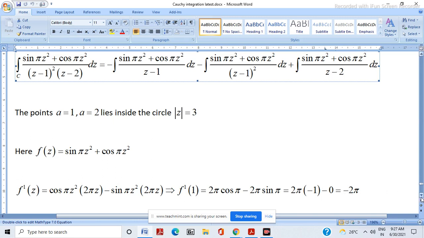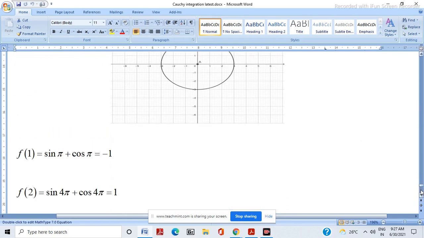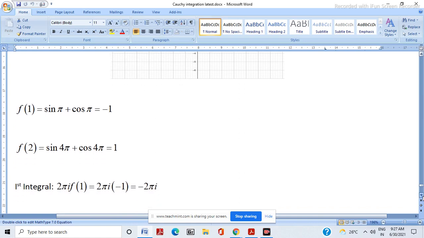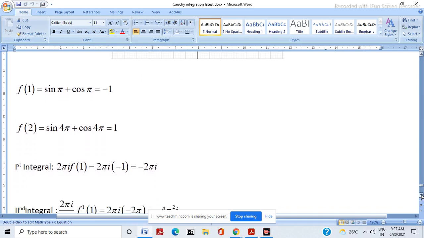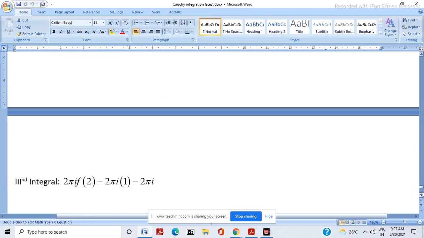Now we got all the values and substitute in that second integral formula. What is the second integral formula? 2 pi i by 1 factorial into f dash of 1. But f dash of 1, what did we get? We got it as minus 2 pi. Now substitute in our integral.